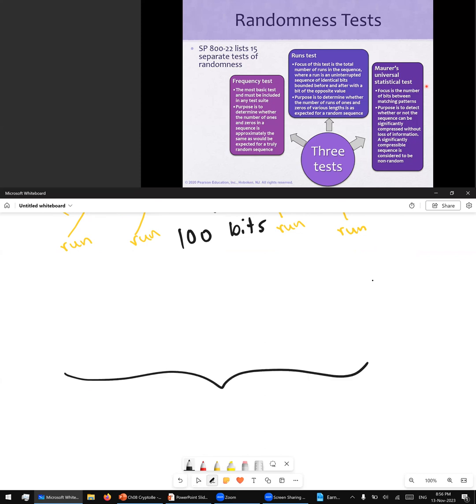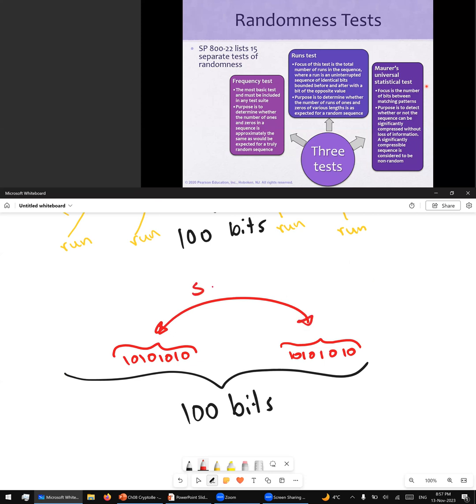If I have a sequence of 100 bits, and over here I have, let's say, a pattern of 1 0 1 0 1 0 1 0, and again over here I have a pattern of 1 0 1 0 1 0 1 0. So these two patterns are the exact same. And in between, I have another string of bits. These could be anything over here.